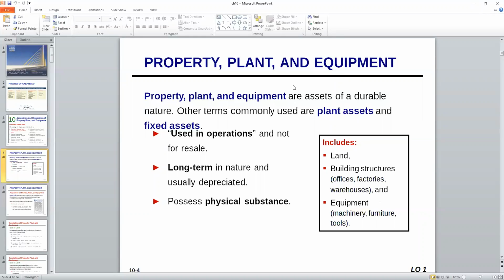The other thing about fixed assets is we typically depreciate them. There are some exceptions to that. In particular, land is not depreciated, but for most of these other assets, we have some form of depreciation. And we'll talk about depreciation in the next chapter.